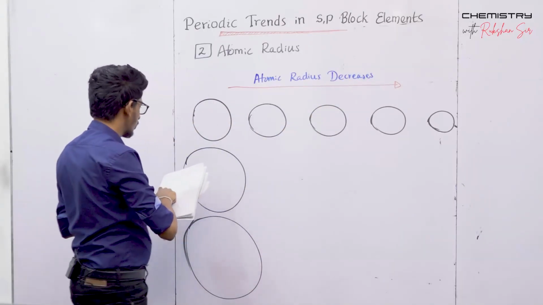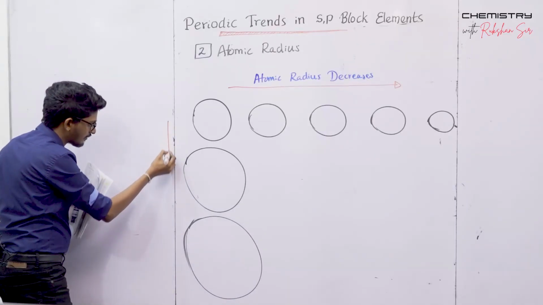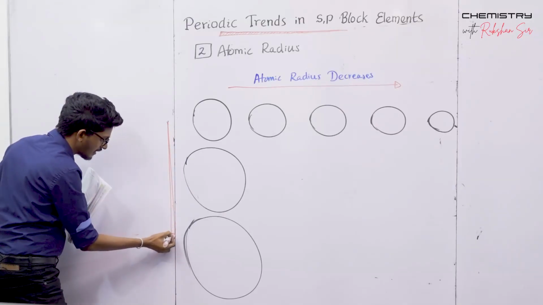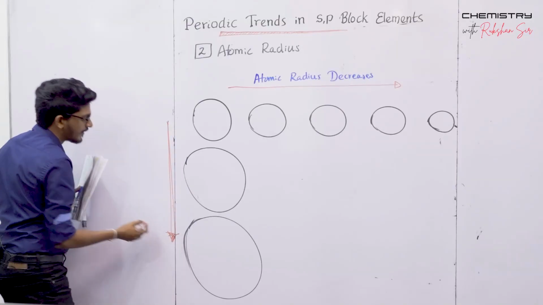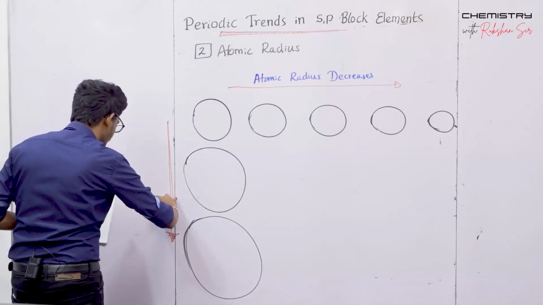Right? So going down a group, for any group you can see the same thing. Going down a group, atomic radius increases.